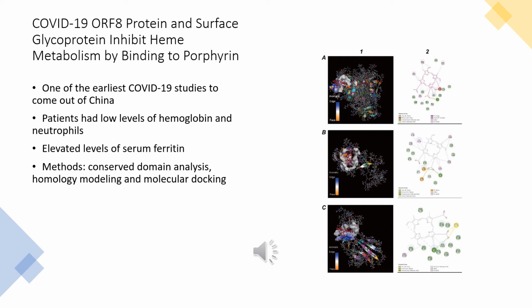This causes a buildup of harmful iron ions in their body, which will increase levels of inflammation. Consequently, serum ferritin is produced by cells under stress in order to bind the free iron ions to hopefully reduce damage. This study was performed using conserved domain analysis, homology modeling, and molecular docking.